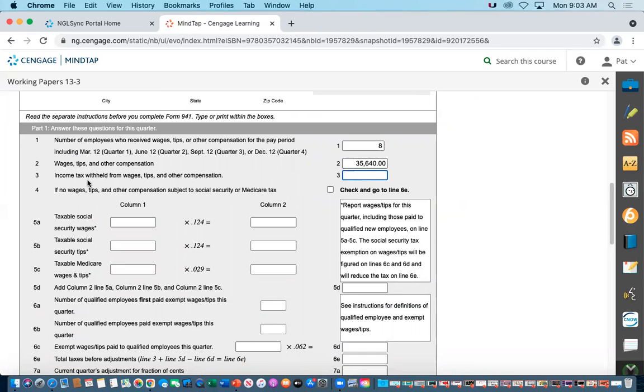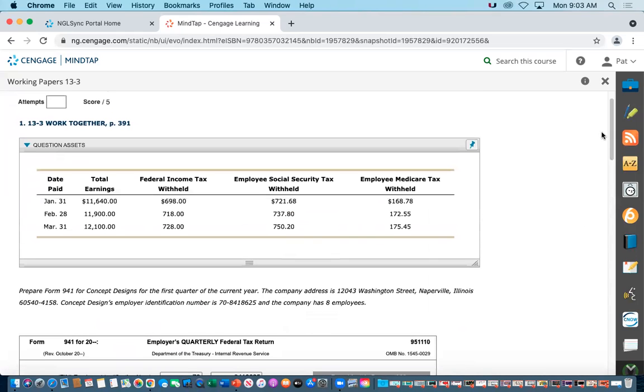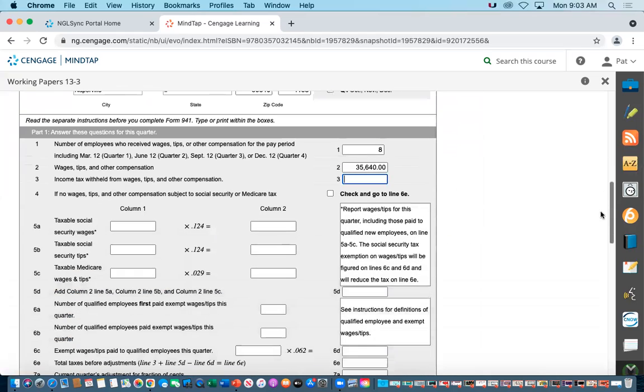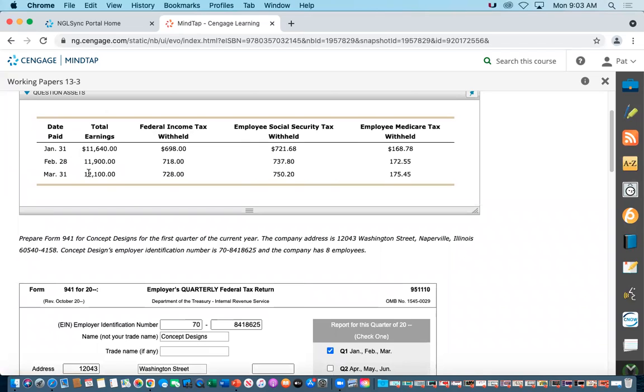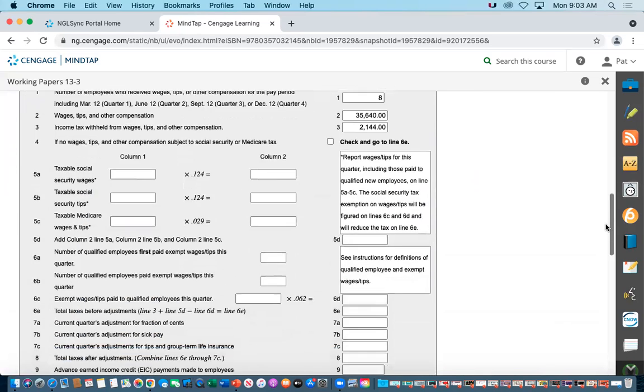Okay. Income tax withheld from the employee's check. Well, here's income tax, right? So you add 698 plus 718 plus 728, and you get 2,144. So to get those first two lines, you just added up the quarter's earnings, the pay that people earned, and then the tax that you withheld. So far, so good? Okay.